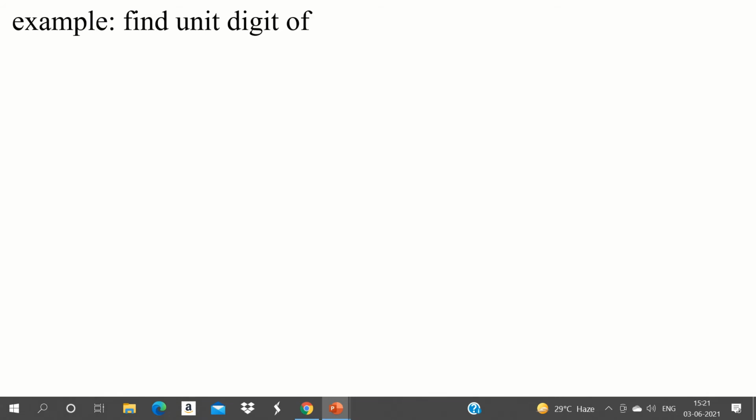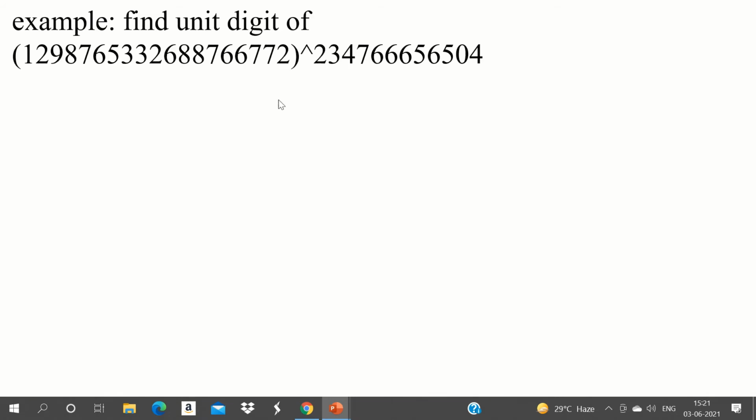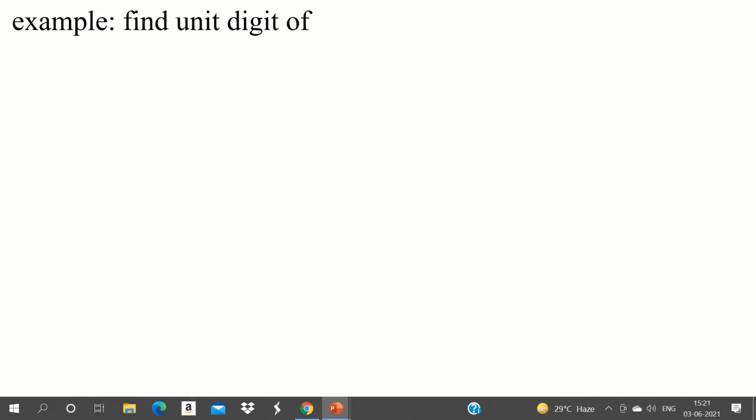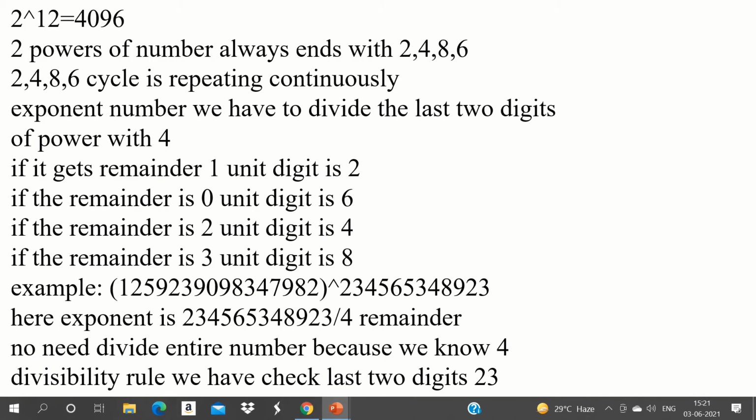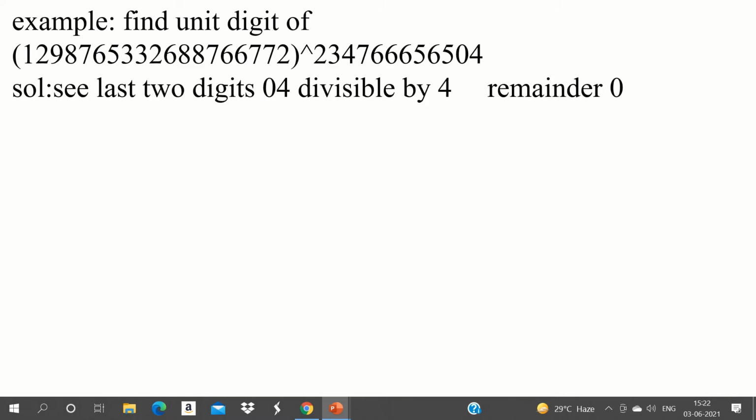If you see another problem, here also the unit digit is 2 with the power of a bigger number. Here the exponent ends with 04. If we divide this by 4, it is exactly divisible, so you get a remainder of 0. If you get a remainder of 0, what will be the unit digit? 6. So 6 will be your answer.